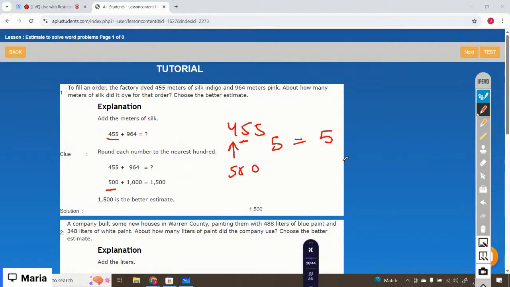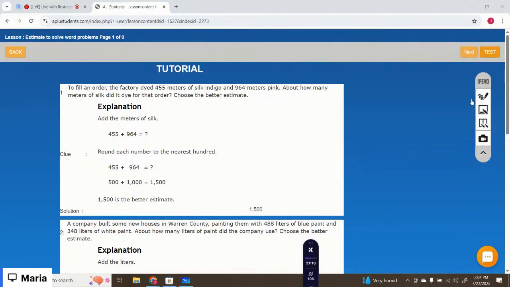Same way, we have 964. 9 is at the hundreds position. Right next to 9, we have 6. 6 is greater than 5, so you need to round up. It would be rounded to 1000. So you need to add 500 plus 1000, that is 1500. The correct option is 1500.